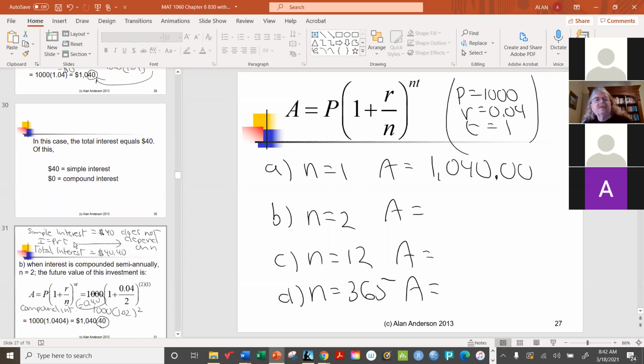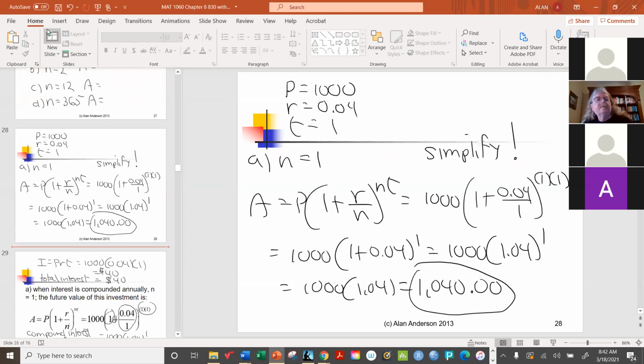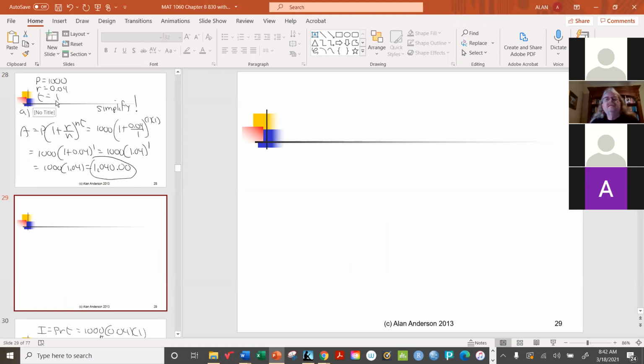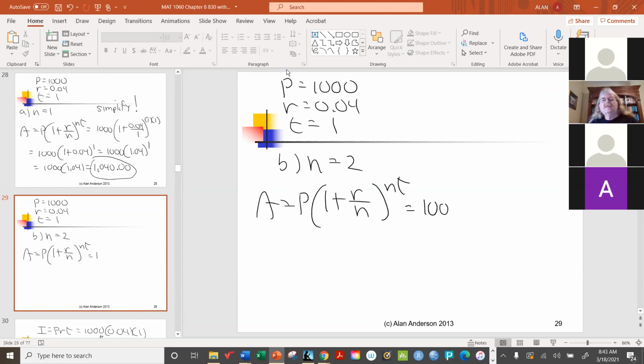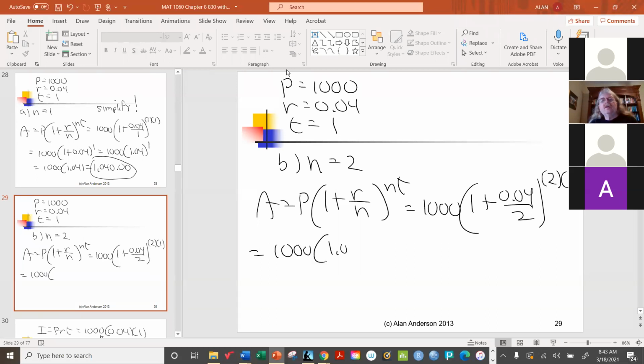In fact, if you go through the steps, you'll see that the only change we made is n equals 2. So this time, when n equals 2, A equals P times 1 plus r over n to the nt power, equals 1,000 times 1 plus 0.04. Now this time we're dividing by 2, and in the exponent we have 2 times 1. So you've got 1,000 times 1.02 raised to the second power.